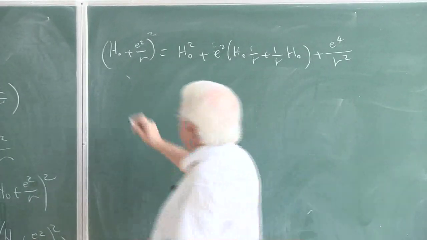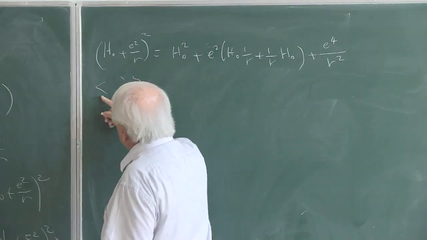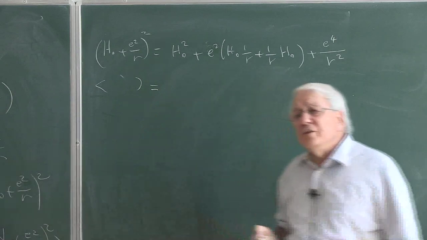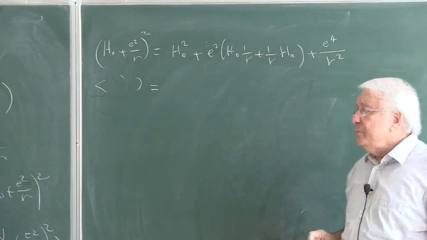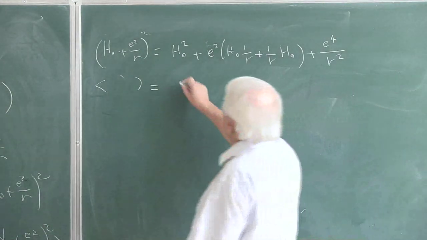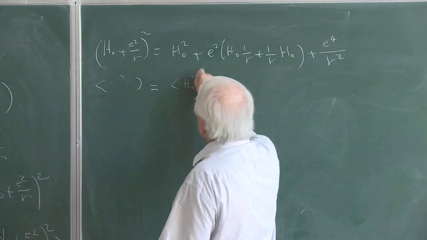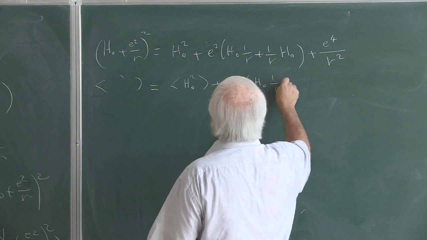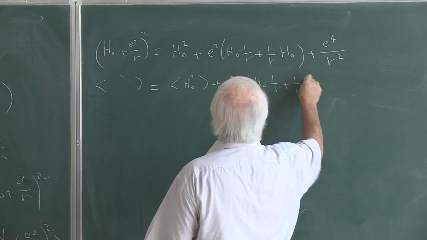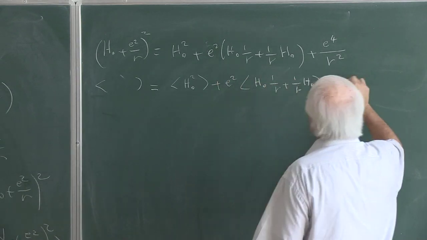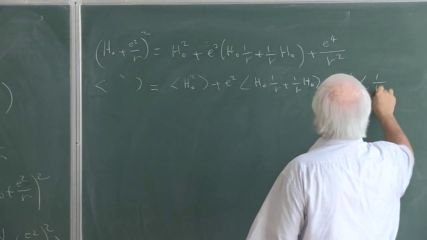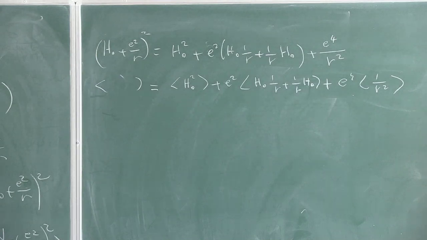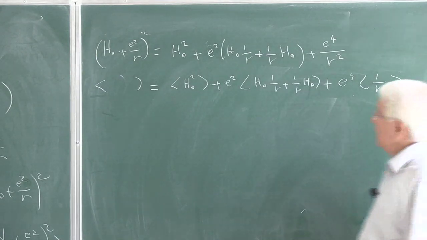If I take now the matrix element, L prime, M prime in here, and LM in here, let me use shorthand instead of repeating myself many times. So I have h bar squared plus e squared h0 1 over r plus 1 over r h0 plus e to the 4 1 over r squared. Symbolically, I just use a quick notation. Now I can explain myself.